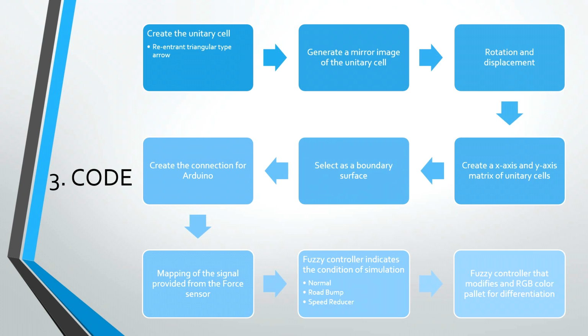We created a program that simulates the mapping code from the Arduino programming to obtain the signal from the force sensor. Then we programmed a fuzzy controller that indicates the condition of simulation. We have normal condition, road bump condition, and speed reducer. And then we created a fuzzy controller to modify the color of the structure with an RGB palette.